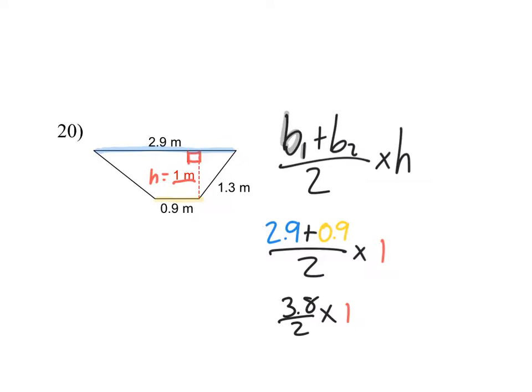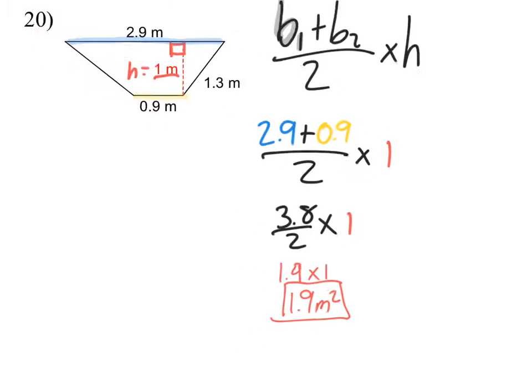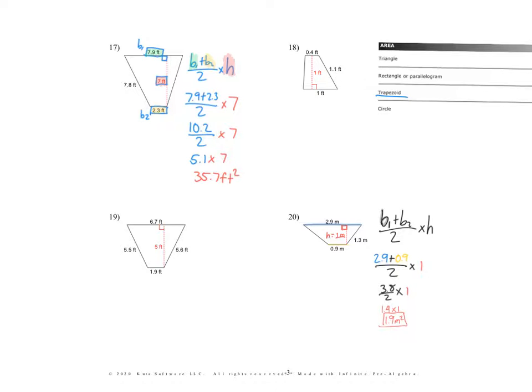Whenever we divide 3.8 by 2, we get 1.9. Oops, 1.9 times 1, which is just 1.9 meters squared. Final answer on that part. If you have questions on those guys, please make sure that you're coming to ask me because I want to help you out on that part.